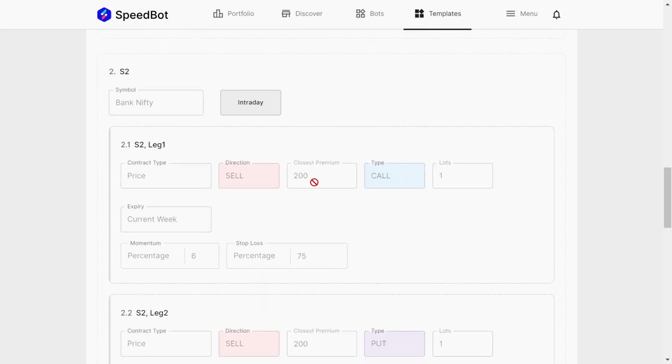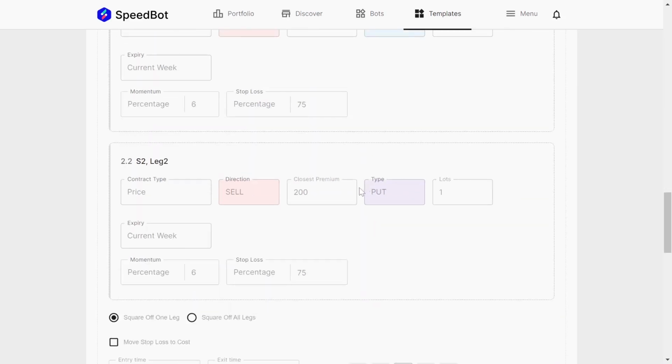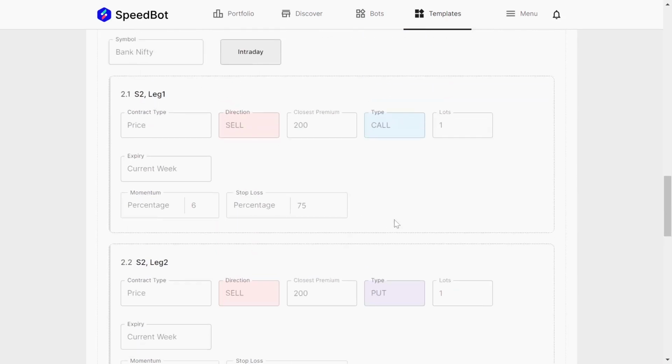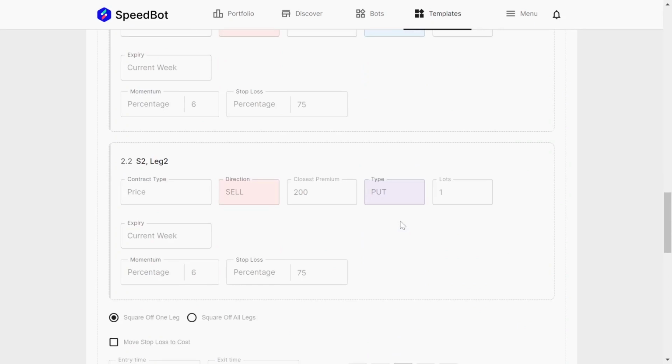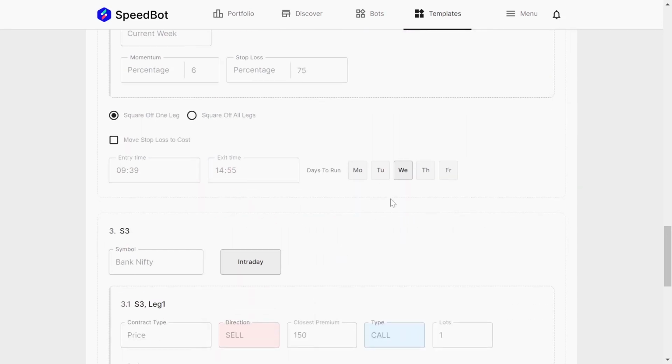Now let us look at the second set. Over here, as you can see, we are shorting a call of 200 rupees premium. We have the momentum as 6% along with a stop loss of 75%. Same goes for the put side. The S2 set is basically a strangle of Bank Nifty options, and we'll be taking the entry at around 9:39 and exiting at around 2:55. We'll be running this on Wednesdays, that is on the expiry day.